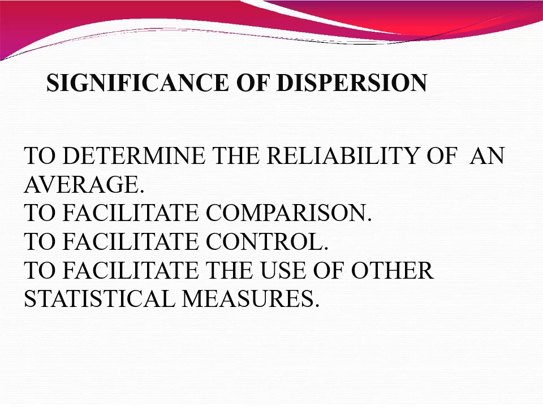Then the next point says that it facilitates control. That is, further on we are going to learn the absolute measure of dispersion and relative measure of dispersion, and we will find out how they can enable the measure of control, or how they can facilitate effective control measures. Then it facilitates the use of other statistical measures. That is what we are going to see further.